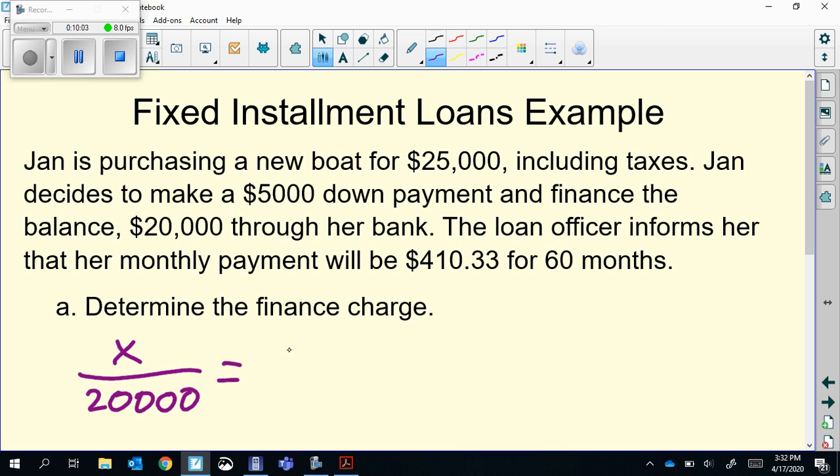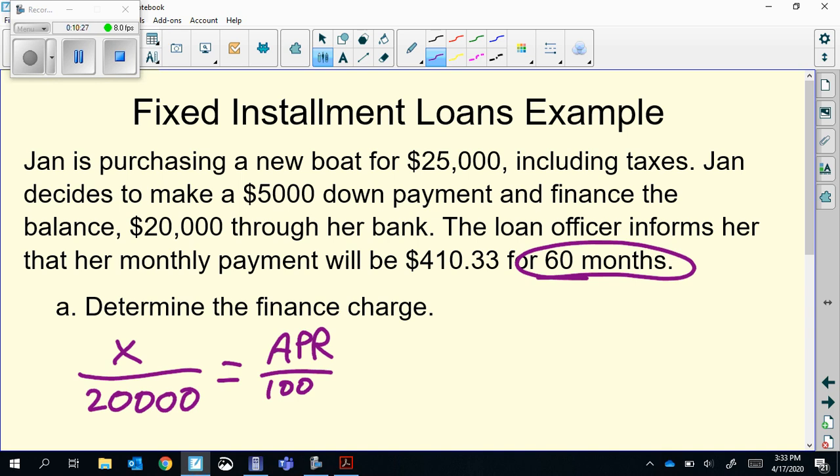So, finance charge over the total borrowed equals the table value over 100. That's our first formula. But we don't know the table value either. All we know is 60 months. We don't know the APR, the annual percent rate. So, can't use that formula. So we need to think backwards a little bit.